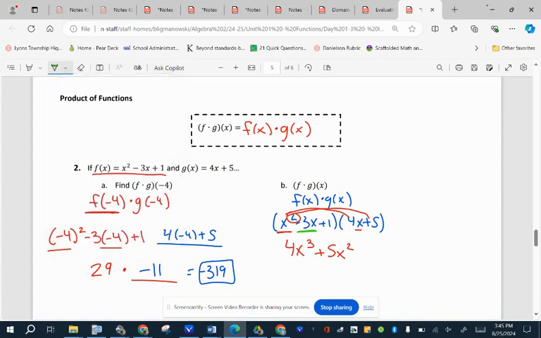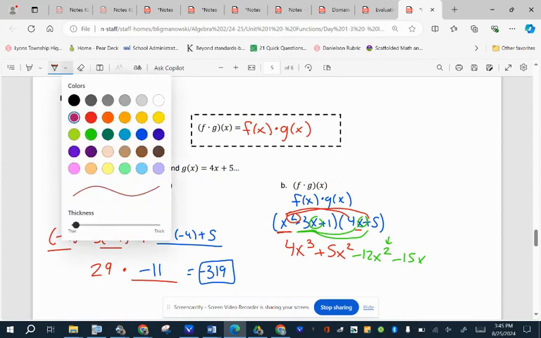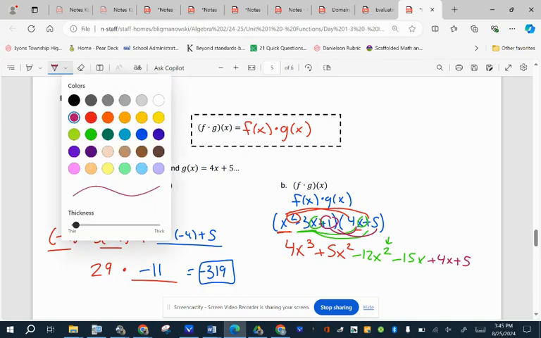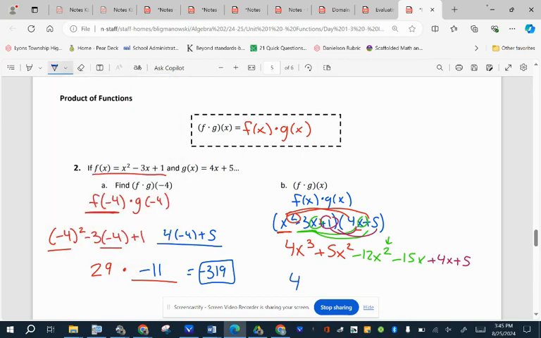Now I'm going to do this negative 3x times that 4x. It'll give me negative 12x squared. Again, I have an x here and an x here. That's why I have 2 of them. And then negative 3x times 5 is negative 15x. Now I have this positive 1 times each of these as well, so plus 4x plus 5. Now I'm going to combine like terms. So 4x to the third does not combine with anything, but 5x squared and negative 12x squared combine to negative 7x squared.